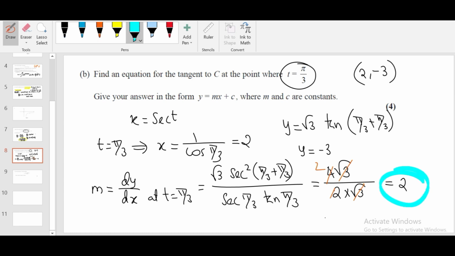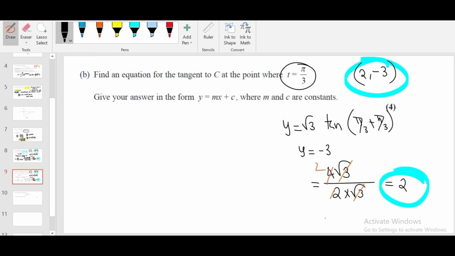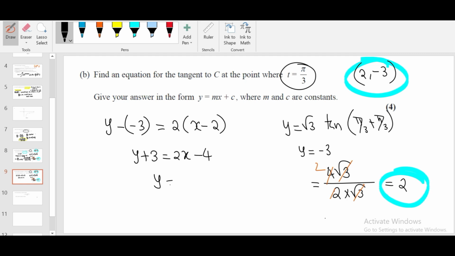So we have a slope, we have a point. It's easy to find the equation of the tangent in this form. So the equation of the tangent is y minus y1, where y1 is the y coordinate of the point, is equal to slope times, slope is 2, yes, x minus the x coordinate of the point. So y plus 3 is 2x minus 4. Y is equal to 2x minus 7. That's the equation of the tangent. That's all. It's a 4-mark question.